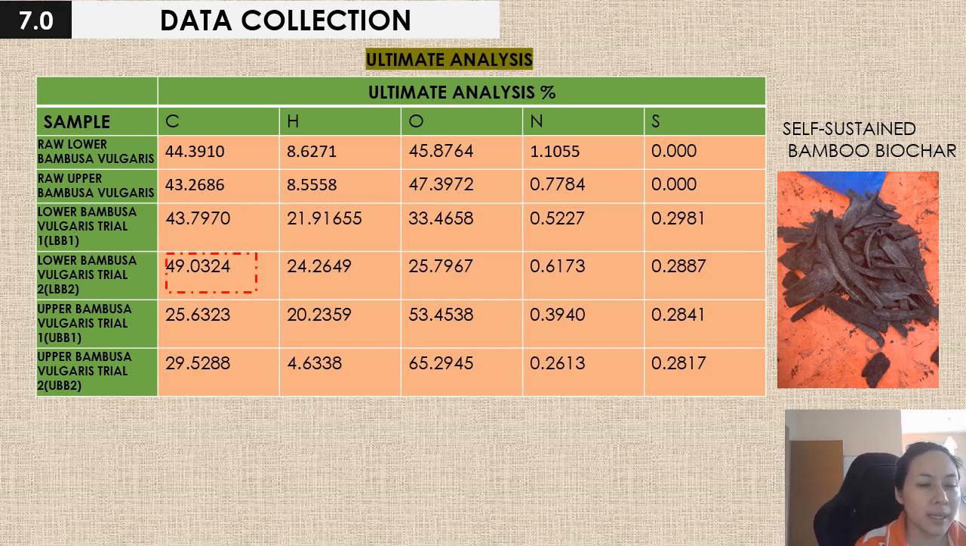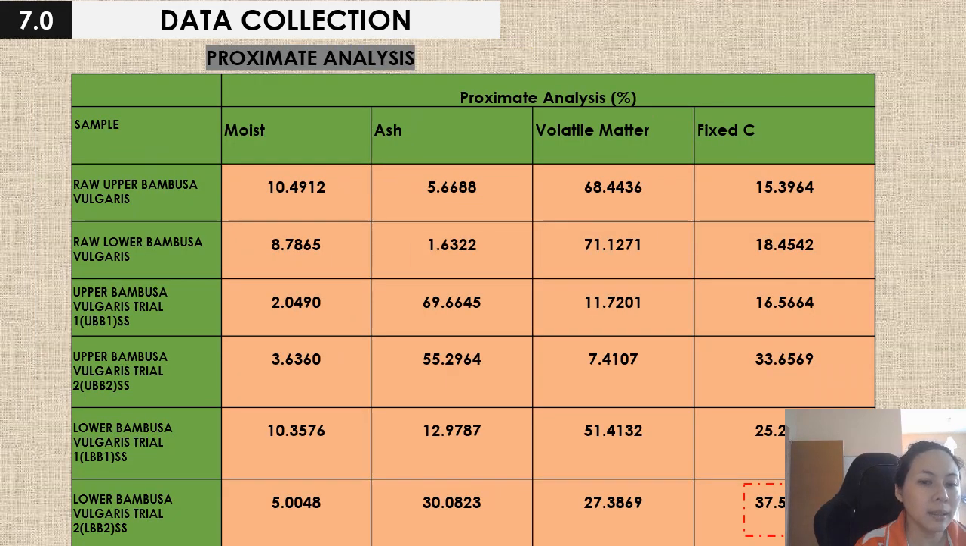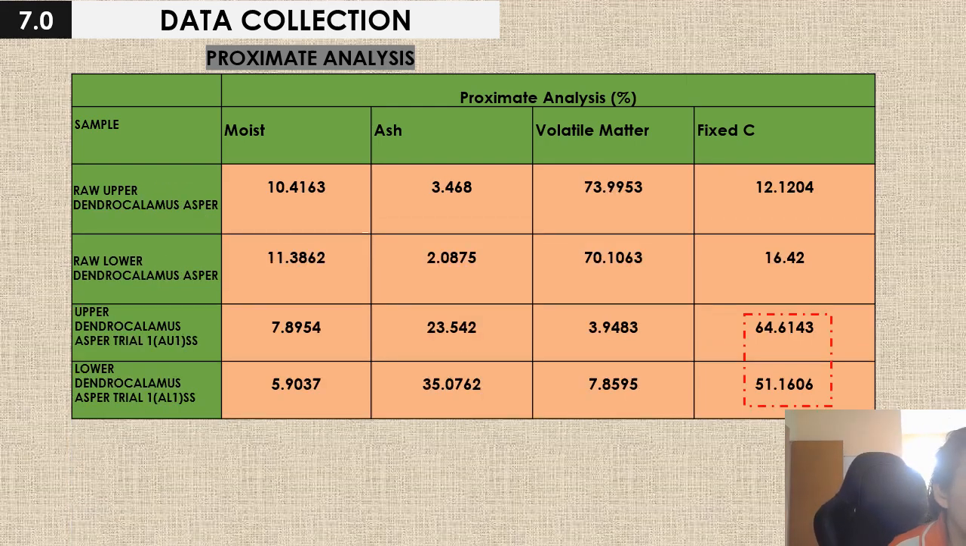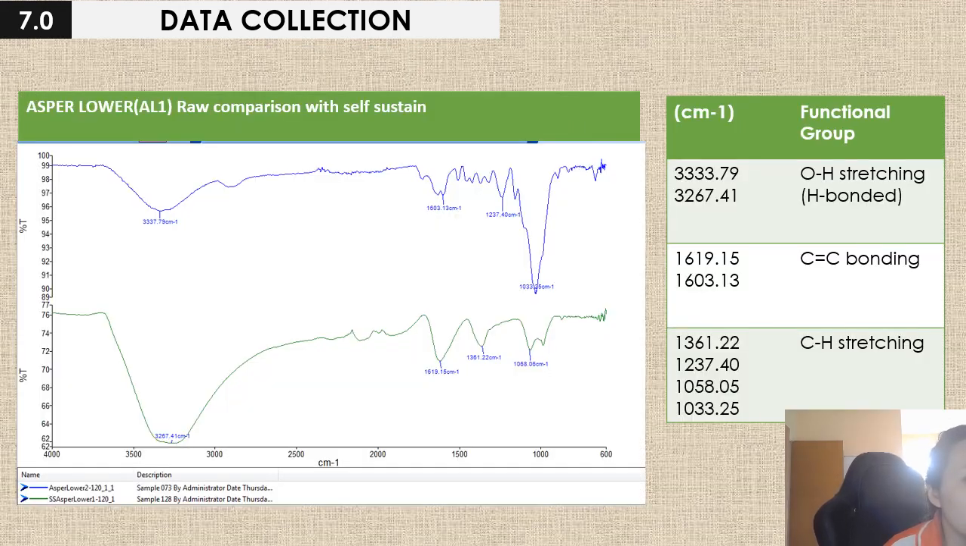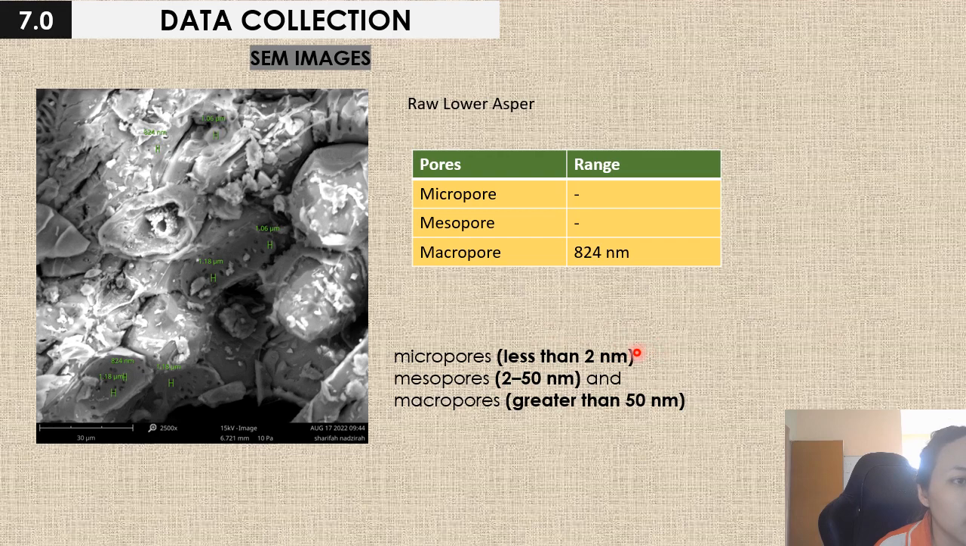for Bambusa and Esper. And this is the proximate analysis for Bambusa, and this is for Esper, for the 2 species. And this is the FTIR, where it shows the functional group on the surface of this bamboo biochar, the raw and the activated one. Here are the SEM images where we have micropores at 824 nanometers.